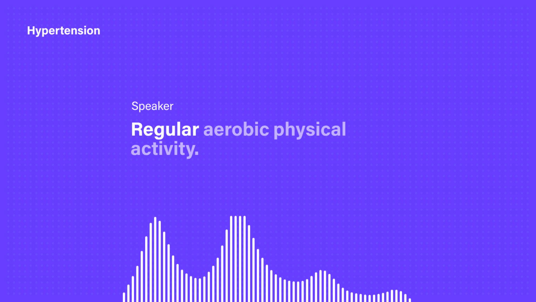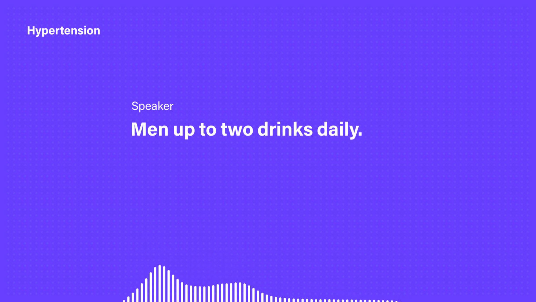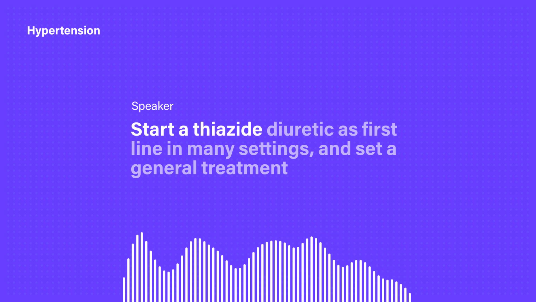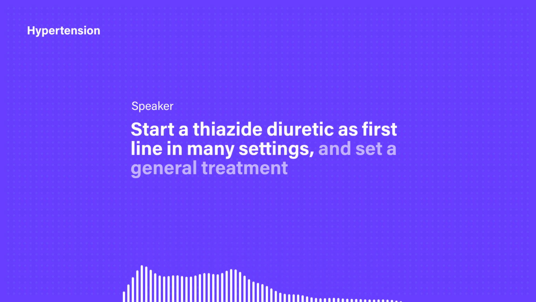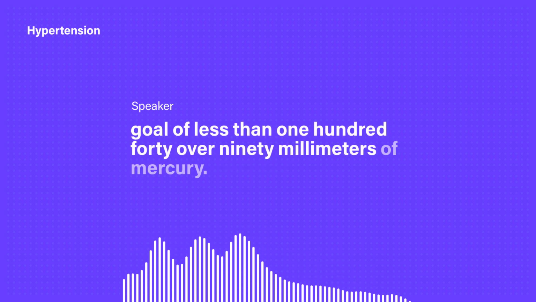Initiate lifestyle measures for all: weight reduction if overweight, dietary sodium restriction to around 3 to 5 grams of salt daily, regular aerobic physical activity, moderation of alcohol, men up to 2 drinks daily, women up to 1 drink, and tobacco cessation counseling. Start a thiazide diuretic as first line in many settings and set a general treatment goal of less than 140/90 millimeters of mercury.